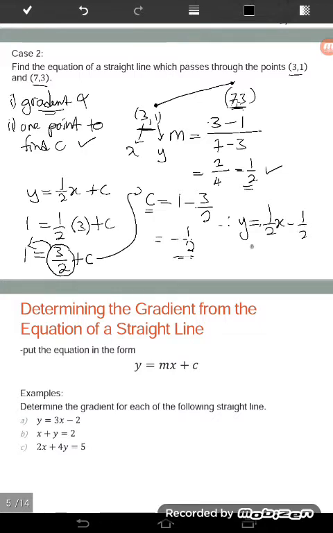So we can leave it like this. But if we don't want to leave it like this, to make it neater, times by 2, to get rid of the denominator. So we have here 2y equal to x minus 1. This is also fine, no problem. So this one can, and this one also can.